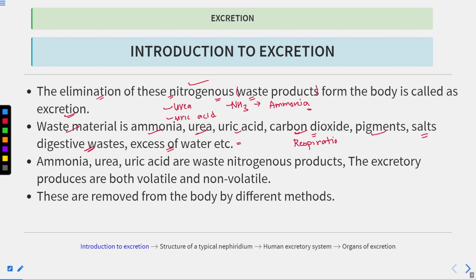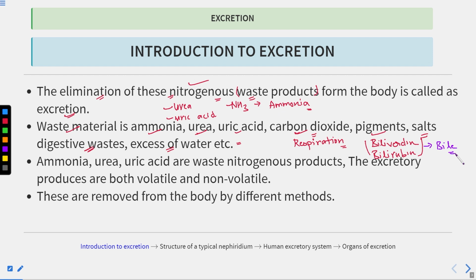Through the process of respiration, carbon dioxide is eliminated out of the body. Some pigments can be biliverdin, and there are some other pigments known as bilirubin. So these pigments should also be eliminated out of the body. These pigments are present where? They are present in the bile.